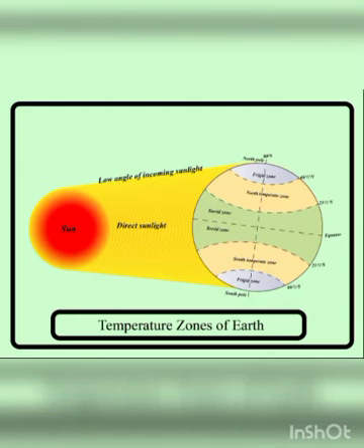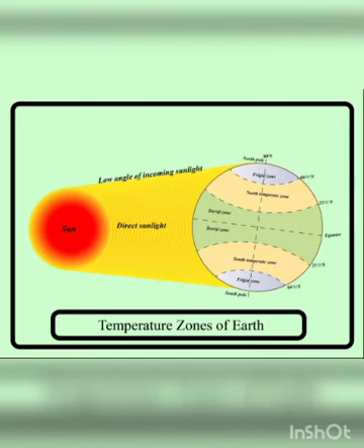Next, the temperate zone. What is the temperate zone? The temperate zone is the region between the Tropic of Cancer and the Arctic Circle in the northern hemisphere. It lies between the Tropic of Cancer and the Arctic Circle in the northern hemisphere, as well as the region between the Tropic of Capricorn and the Antarctic Circle in the southern hemisphere.